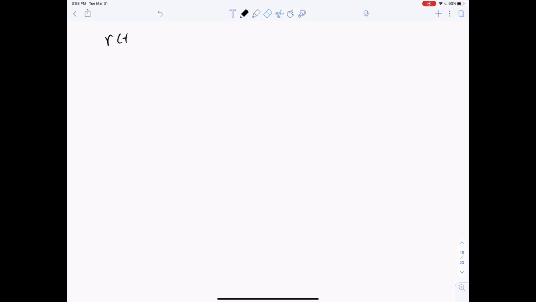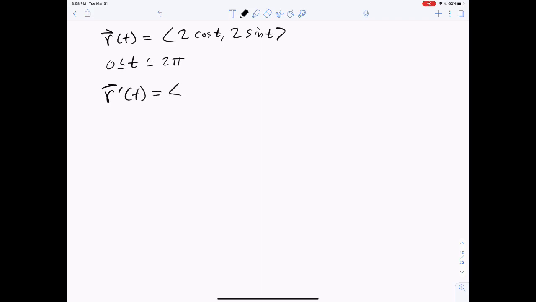First, the position function is 2 cosine of t, 2 sine of t, because it was a circle of radius 2, so that's the parameterization of a circle of radius 2. And that's for t between 0 and 2 pi. It takes 2 pi seconds to go around the circle one time. That means the derivative, r prime, the velocity, is negative 2 sine of t, 2 cosine of t.